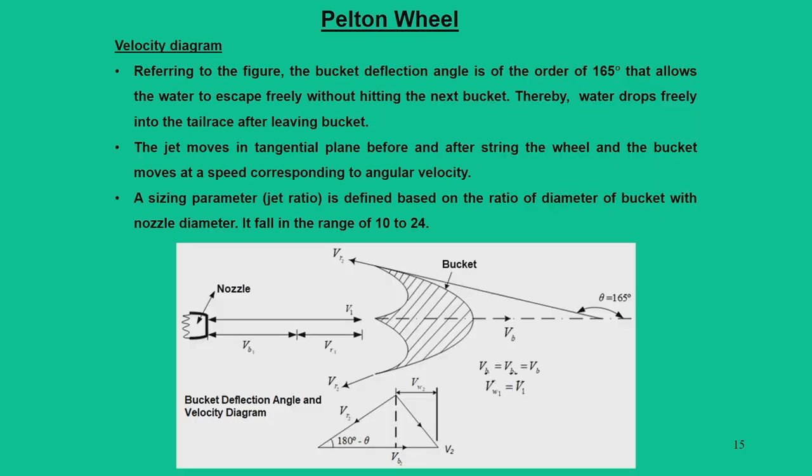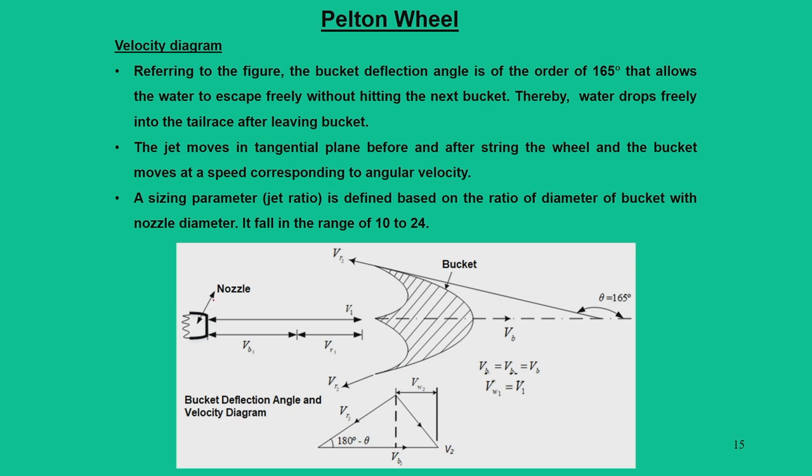Now, this particular diagram gives you the concept of how we can harness the water power, or what is the energy transferred from the water to the turbines. So, for that we have to refer to these velocity diagrams. Let us try to understand these velocity triangles at both inlet and outlet.